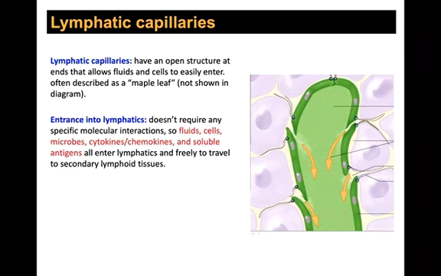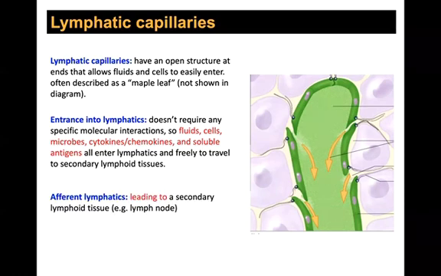And entrance into these doesn't require any specific molecular interactions. And that's not entirely true for big things like cells, but certainly it's true for fluids and microbes, your proteins like chemokines and cytokines, soluble antigens. So anything smaller than a cell can freely enter it. Cells do have an extra step, but we're not going to cover that in this class. You can just think of these as drains for everything that's in that tissue.